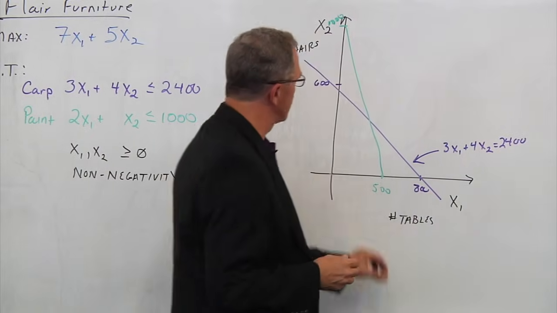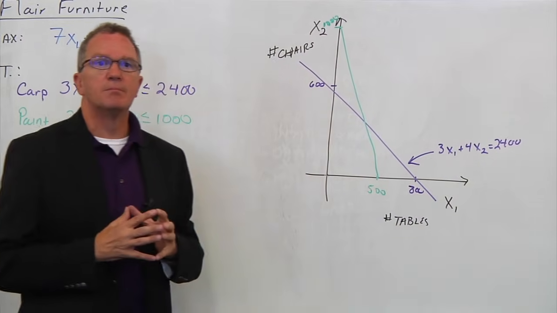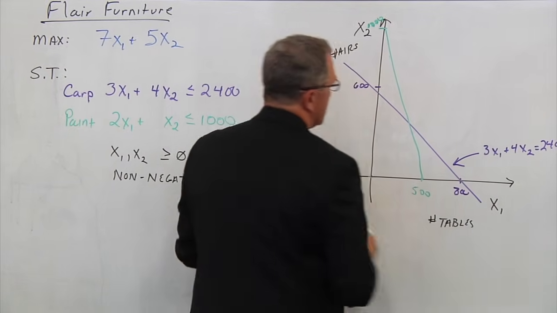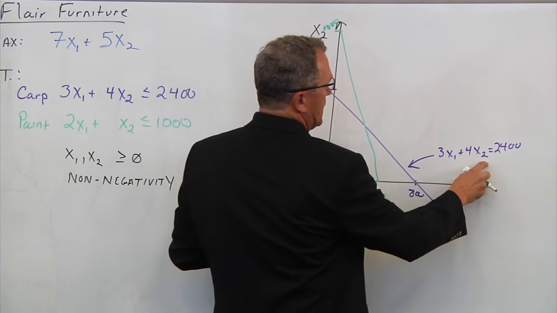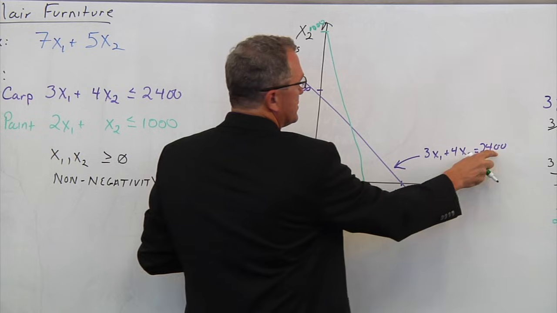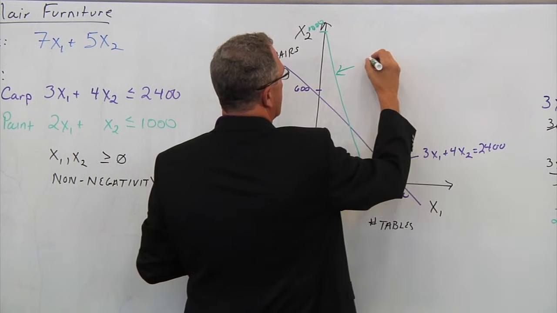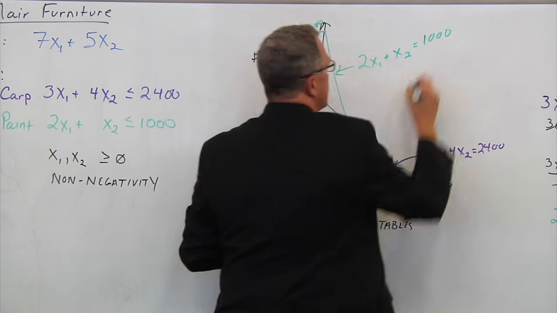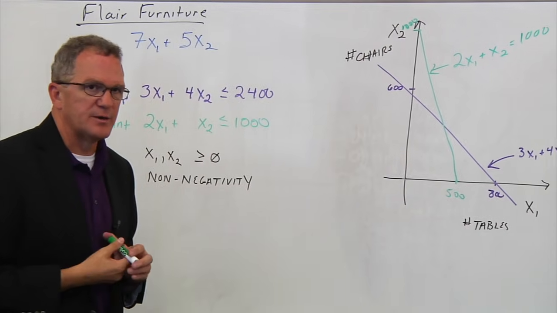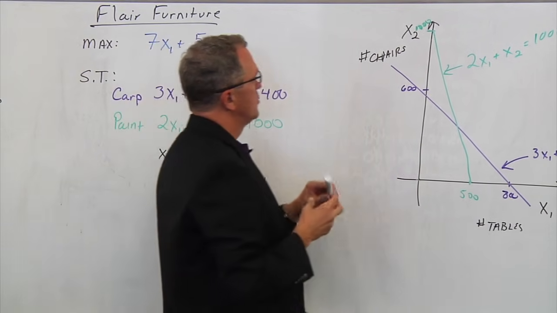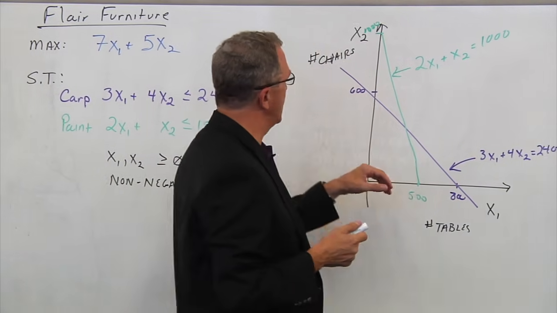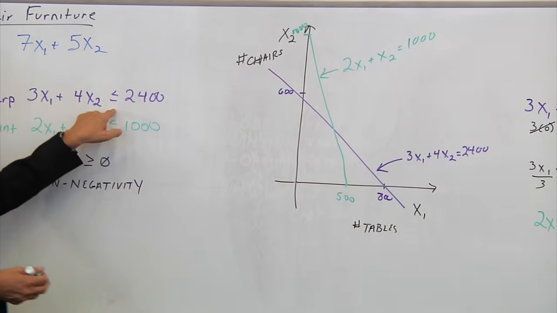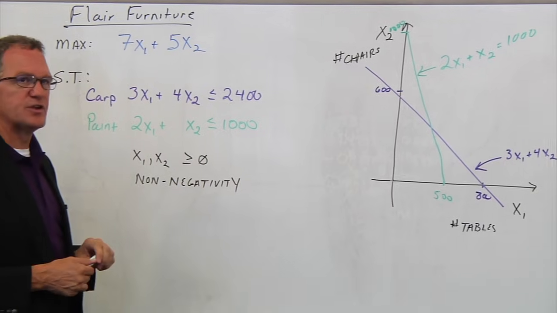Now the key here is which side of this line do I want to be on? All right, I've got my line. This is my frontier. On the purple line, everywhere on that line, the amount of labor that I've consumed equals 2,400 hours. On this one, everywhere on this line, I have consumed 1,000 hours. Which side of the line do I want to operate on? Well, the easiest way to do that is to stick a number, any point that is not on the line, into your original constraint, and see if it solves it.